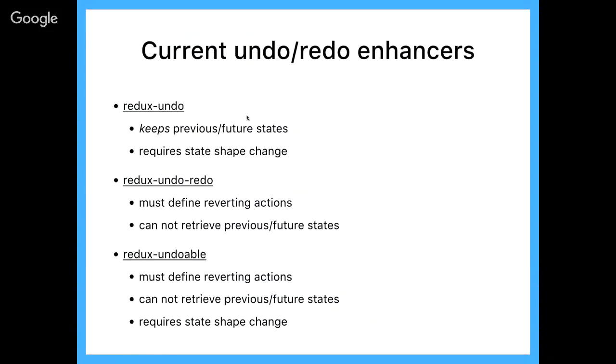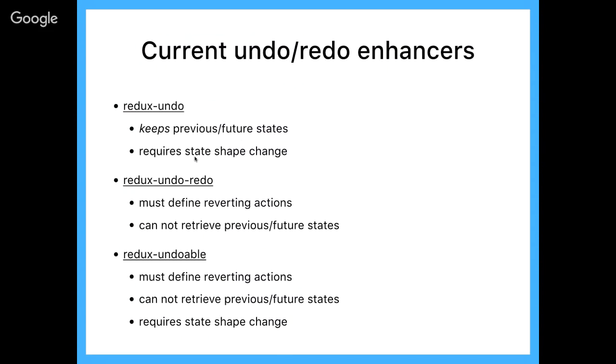Now, these other undo redo enhancers don't necessarily keep the states. Redux undo does keep previous and future states. And I say keeps here because it doesn't actually copy it. It just saves a reference to your state. And that's important later when it comes to memory usage. I'll get to that.